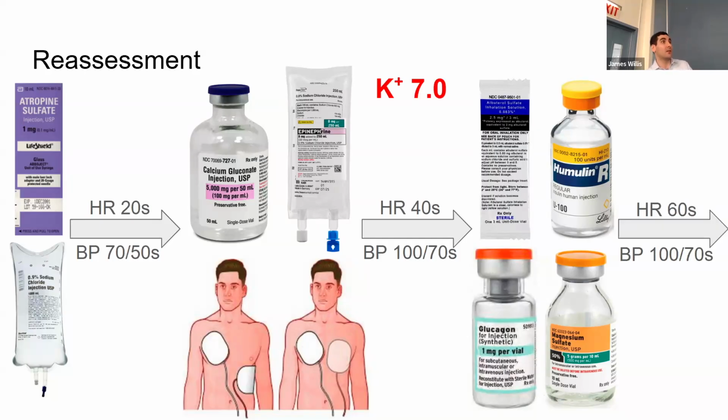And that actually improves his hemodynamics. So his heart rate improves to the 60s. He's still hypotensive, but less so. And at this point, you actually start to see an improvement in his mental status. Okay. So workup and consultations. What info do you want?